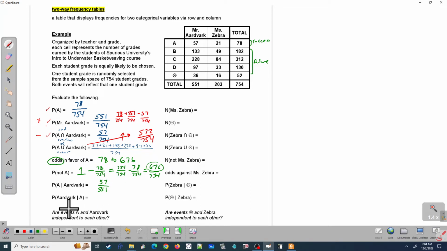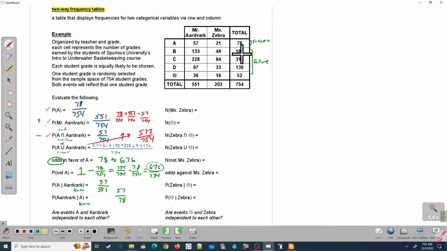This one conditional probability is saying, all right, I know that I got an A. So let me just put the word know here to make it easier for you to realize. I know I have an A. So now I've just knocked that down to 78 students. Again, how many of those are Mr. Aardvark students? Well, 57. So the difference is that when I look at this one, I've narrowed it down to 551 students because I knew it was Mr. Aardvark. But here I've narrowed it down just to 78 students because I have just A students that I'm looking at.